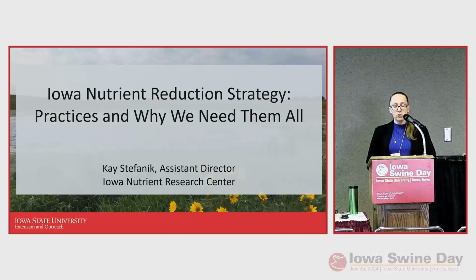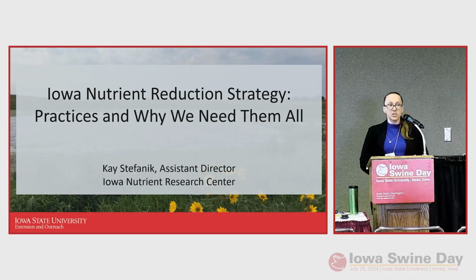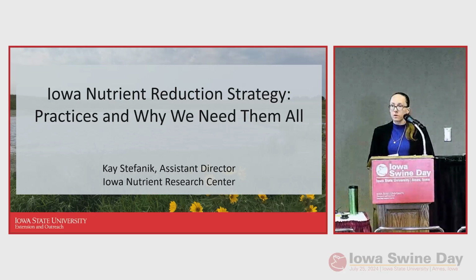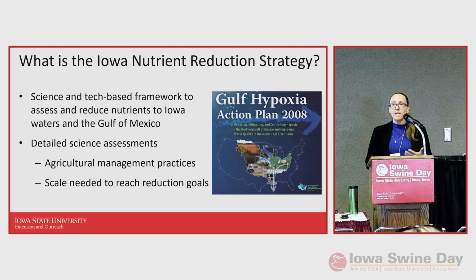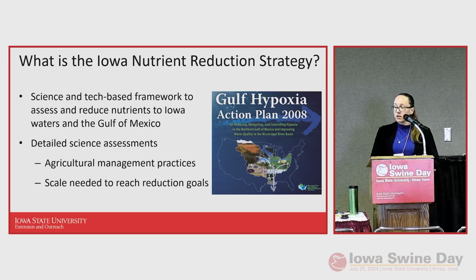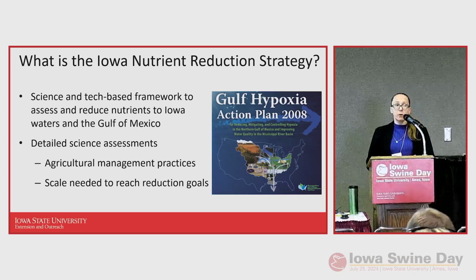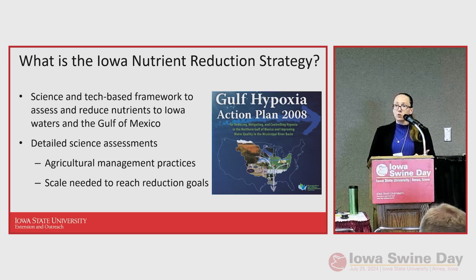Good afternoon. So I am going to be talking about the Iowa Nutrient Reduction Strategy, different practices in the strategy, and why we need them all. So I'm going to start off with what is the Iowa Nutrient Reduction Strategy. This is a science and technology-based framework that's been put together to both assess as well as to reduce nutrients, specifically nitrogen and phosphorus loss, to Iowa waters and ultimately the Gulf of Mexico.